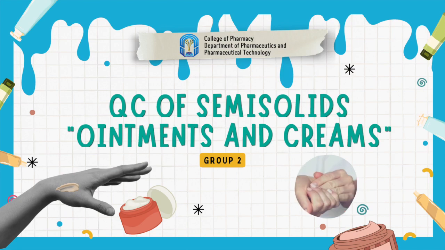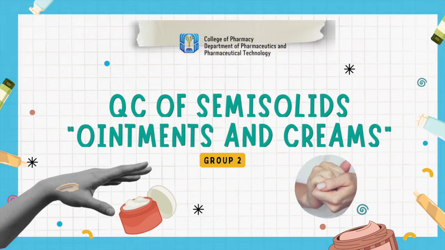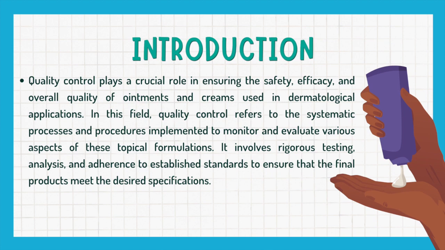Quality control of semi-solids, ointments and creams. Quality control plays a crucial role in ensuring the safety, efficacy, and overall quality of ointments and creams used in dermatological applications. In this field, quality control refers to the systematic processes and procedures implemented to monitor and evaluate various aspects of these topical formulations. It involves rigorous testing, analysis, and adherence to established standards to ensure that the final products meet the desired specifications.